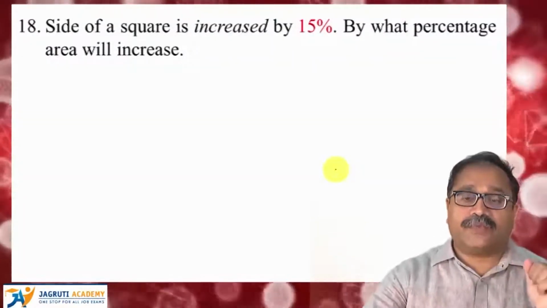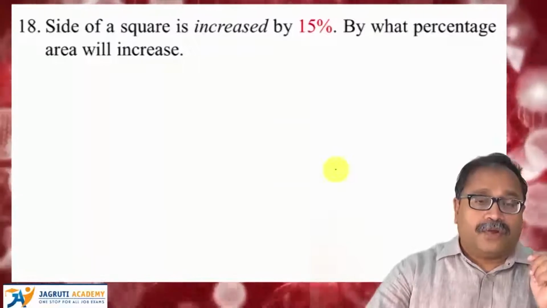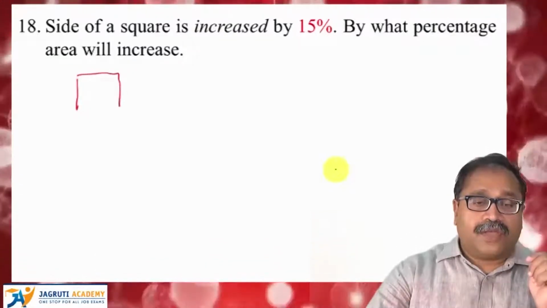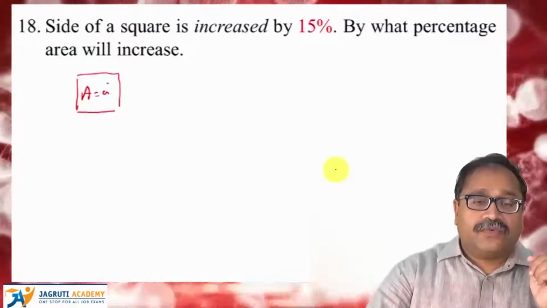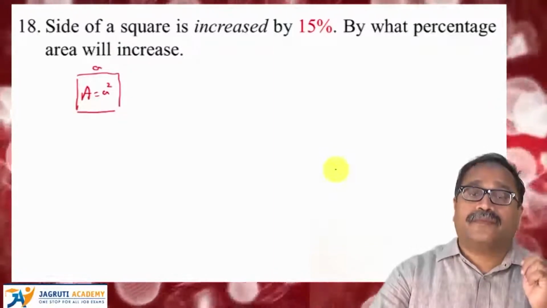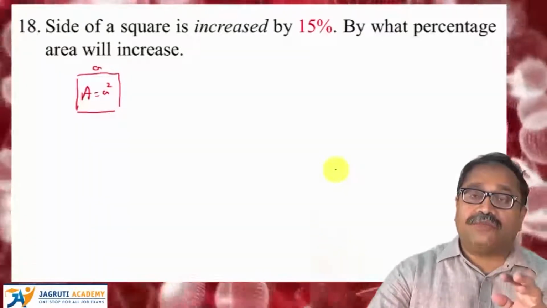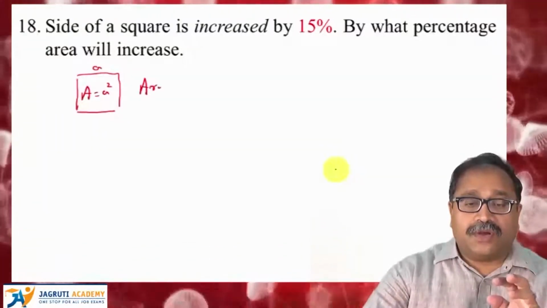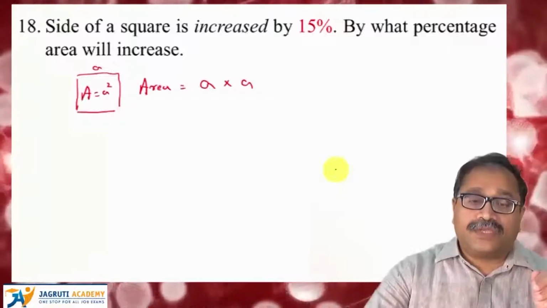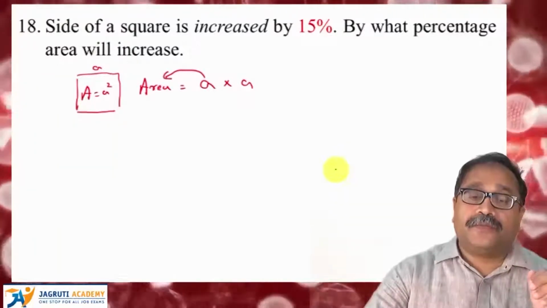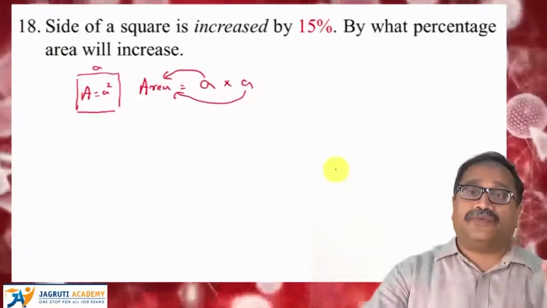The side of a square is increased by 15%. By what percentage will the area increase? Now we know that in a square all the sides are equal, and the area is equal to a square, where a is the side of the square. Now if you make any change in a, that will affect the area 2 times, because area is equal to a square, that is a into a. So this a change will affect the area, and the a change will again affect the area. So the area will be affected 2 times.